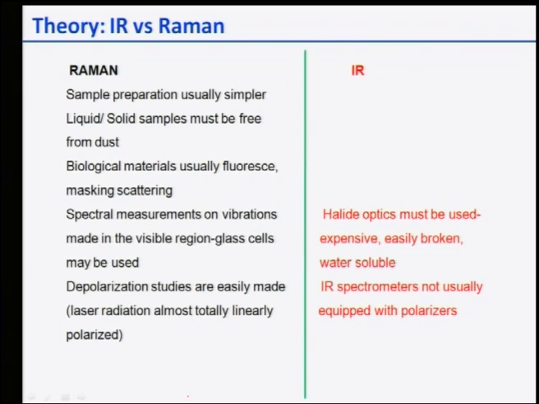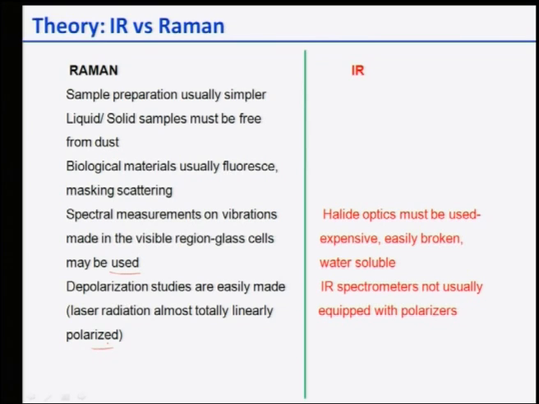To put it in a much better way, Raman scattering sample preparation is usually simpler. A liquid or solid sample must be free of dust; in IR you cannot do that. Biological material which usually flows, masking scattering is also possible, which is not possible in IR. Spectral measurements on vibration modes in visible regions, glass cells can be used, and depolarization studies are easily made, the laser radiation is almost totally linearly polarized.